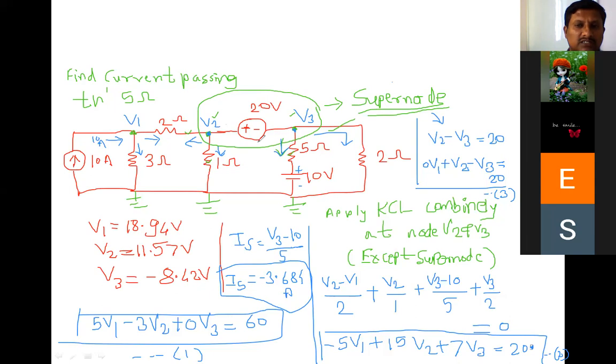And you have to follow the rules or steps of supernode analysis. So we have solved this one example. Now based on that, I will explain the theory part or steps of supernode in the next lecture. So 1 or 2 examples we can solve, and after that, if possible, we can start the mesh analysis.